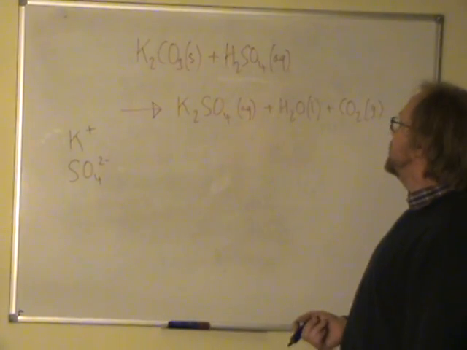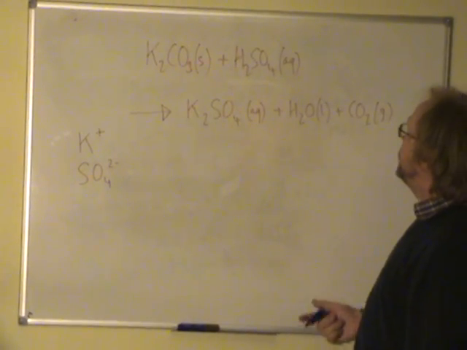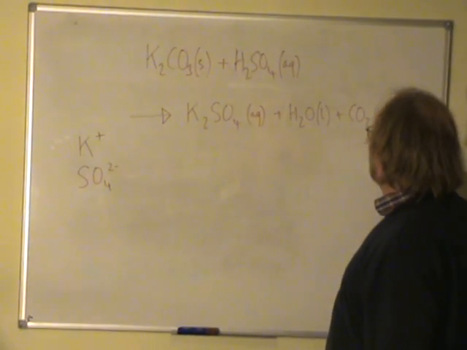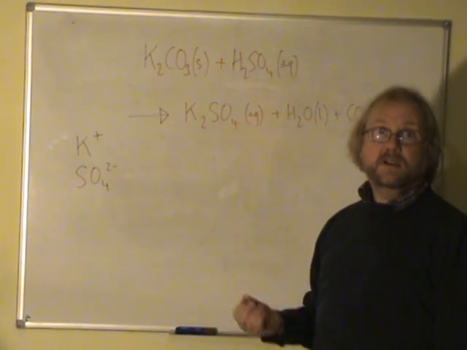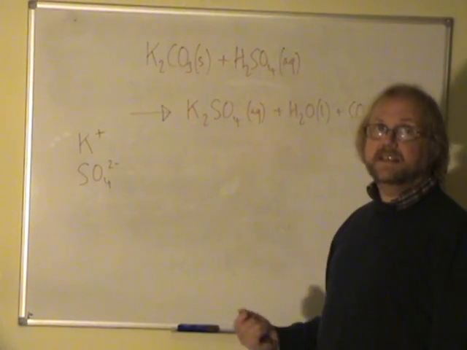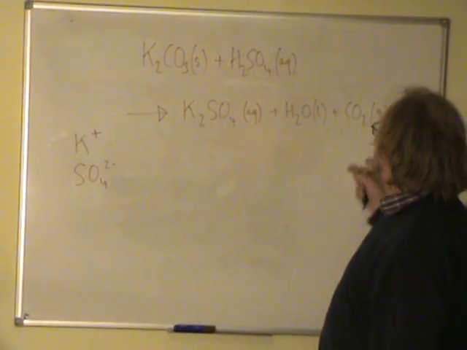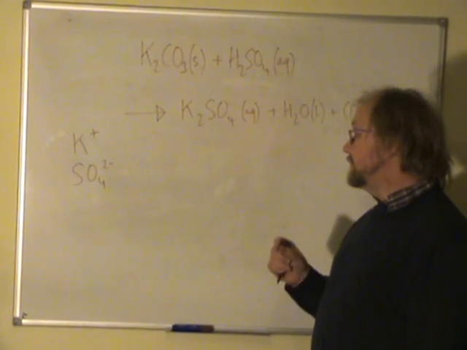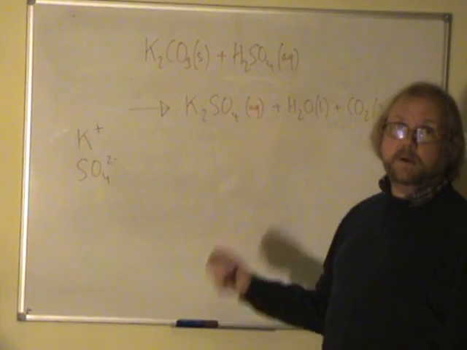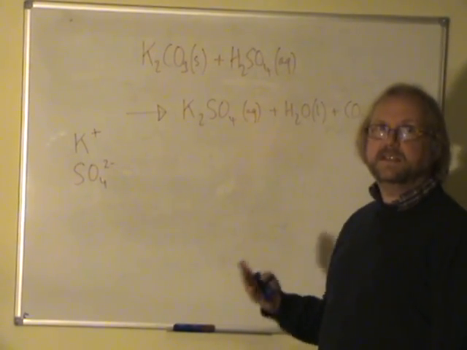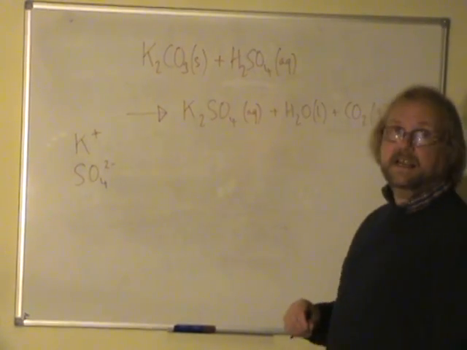So observations. Well, the state symbols tell you, first of all, you've got a solid compound at the beginning, but if you look at the products, there's no solid anymore. So the first observation is that the solid dissolves in the acid. The second observation arises from the fact that you've got carbon dioxide being formed. So what you say is that you get bubbles of gas, or effervescence, or fizzing, any of those words to describe the fact that the gas is produced.